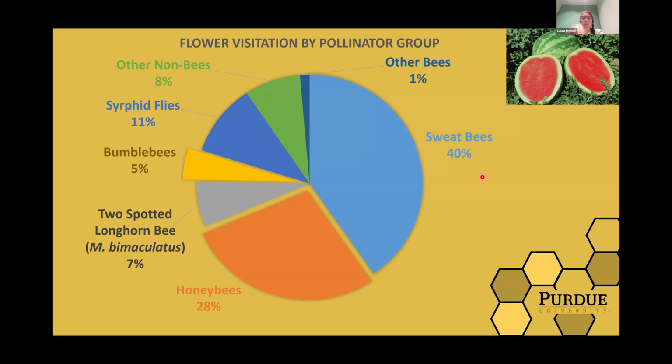So it's important here to recognize that we are managing 28% of the pollinator visits in this crop, while the other 72% is coming from non-managed native bees that are relying on the environment and the resources in that environment to be able to sustain themselves and visit and provide pollination to these crops.